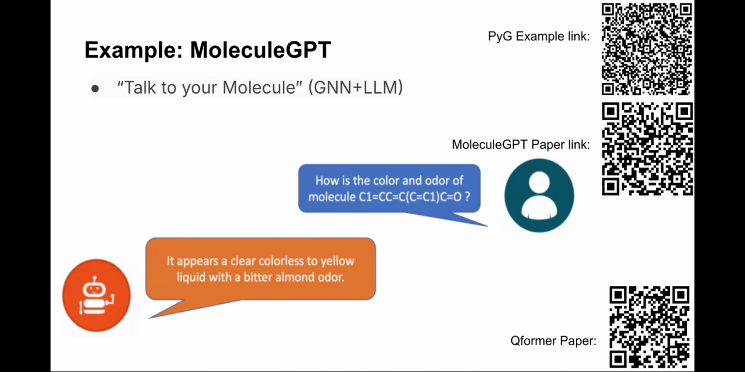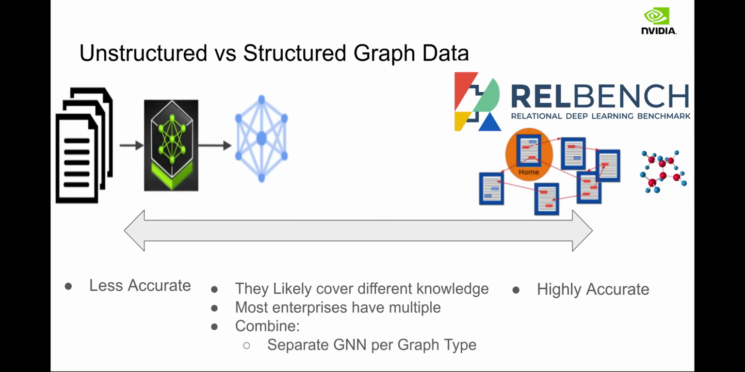We actually have a very interesting spectrum of graph-like data. On the left side of the spectrum, we have this setting of unstructured data in the form of documents that we must parse into a knowledge graph. This setting is inherently less accurate since we rely on an AI model for this parsing. On the other side of the spectrum, we have data like molecules, hyperlinked document graphs, or relational table data like in RelBench. In this setting, we can assume our graph data is highly accurate.